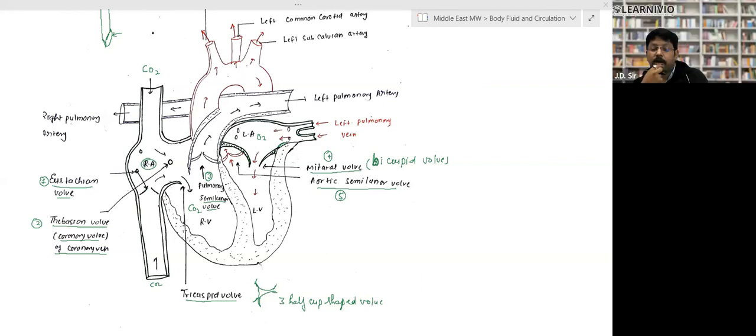From the left ventricle, blood goes to the aorta, and the backflow is prevented by the aortic semilunar valve. Look at the diagram and tell me if you have any doubt. If you have any doubt, I will explain again.